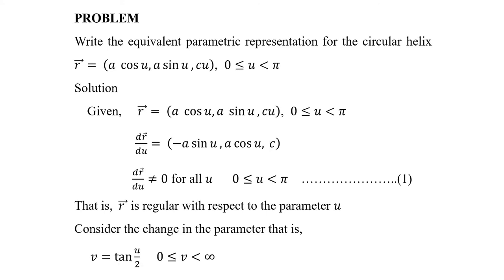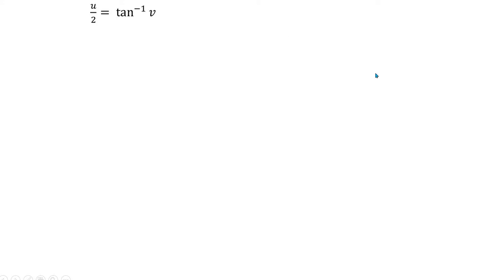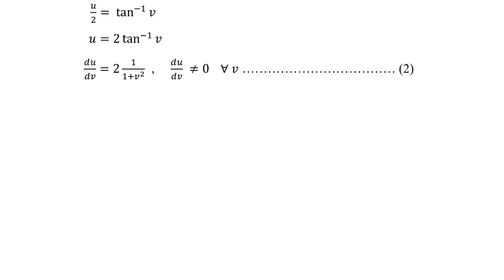So consider the change in parameter. We choose v equal to tan of u by 2, where v lies between 0 and infinity. That v should be taken from our hypothesis of the circular helix. From this equation, u by 2 equals tan inverse of v, which implies u equals 2 tan inverse of v. Now we differentiate with respect to v, which gives 2 times 1 by 1 plus v square. So it is clear that du by dv is not equal to 0 for every v.